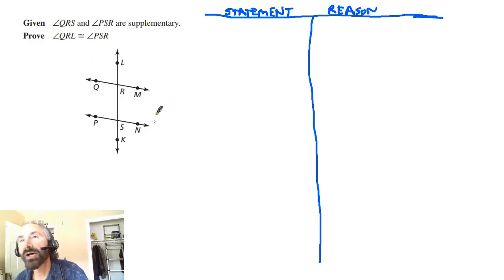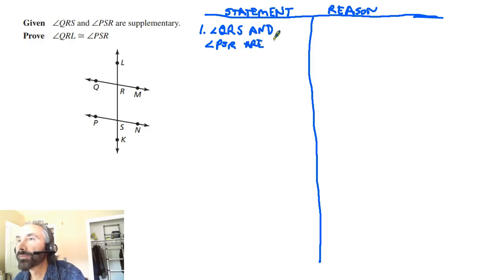Okay, here's the diagram that these are based on, and let's take a look and see what we can do. We're going to start off with a statement that angle QRS and angle PSR are supplementary. And we know why. Big old G. Given. Oh, by the way, I'm going to give myself a little more space. I already know in advance I'm going to need to do some writing here.